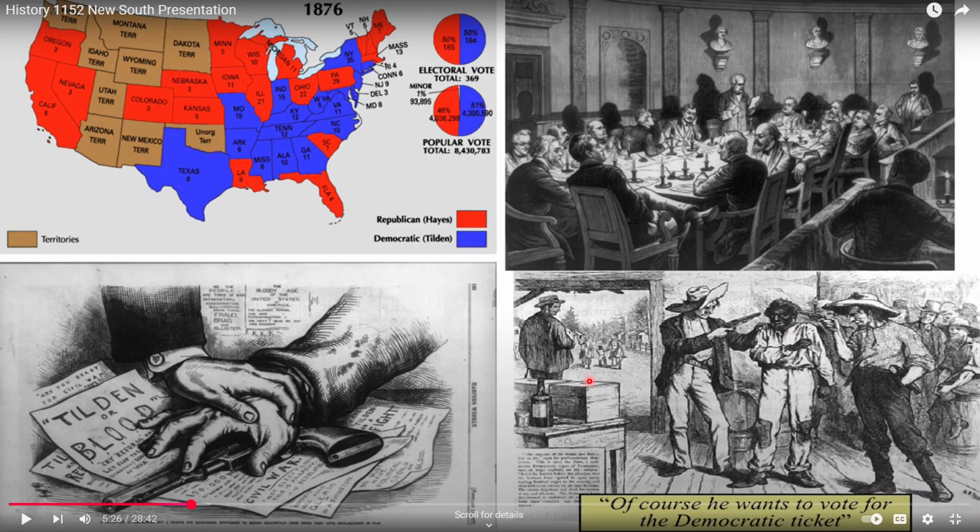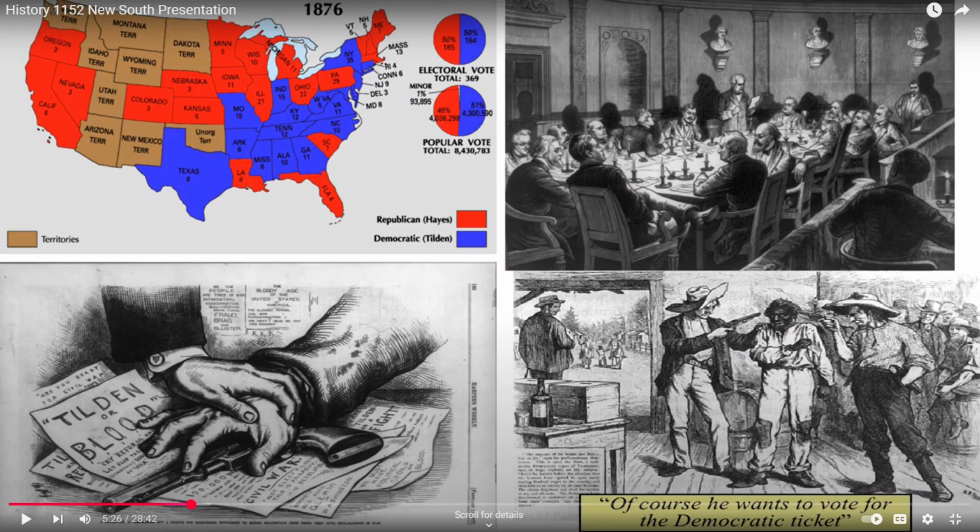So the Democrats are threatening a civil war, Tilden or blood, if they don't win the election. And they would argue that they deserve to win because they're winning in the popular vote. Republican and Democratic Party leaders will get together in smoke-filled rooms. They will negotiate. Even the Supreme Court will get involved. And in the end, the states of Florida, South Carolina, and Louisiana are going to be given to the Republicans. The Republicans will win this election with the Electoral College, not with the popular vote. And Hayes will be president.